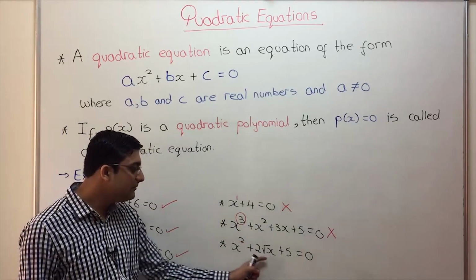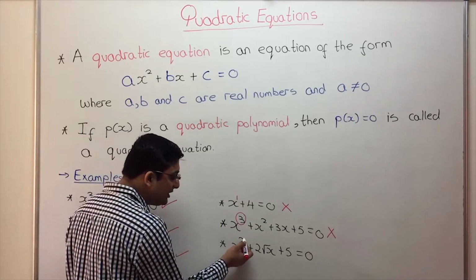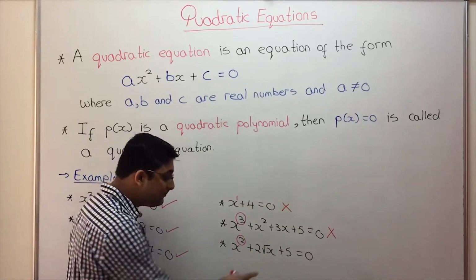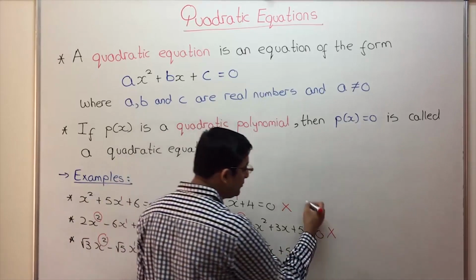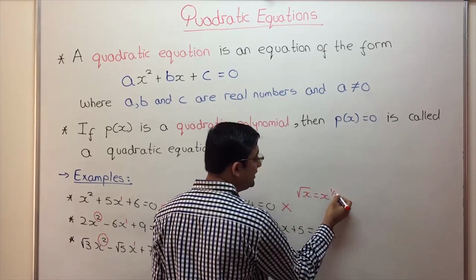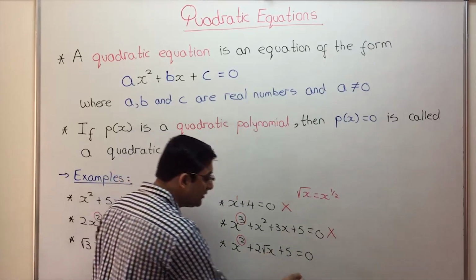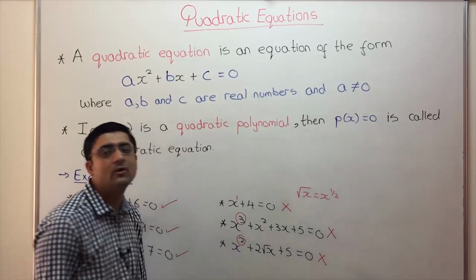Next, x² + 2√x + 5 = 0. So what is the highest power of the variable? 2. Now, what is the power of x over here? See, what is the square root of x? Square root of x means x to the power half. Is half a whole number? No. So because the power of x over here is not a whole number, this is again not a quadratic equation.